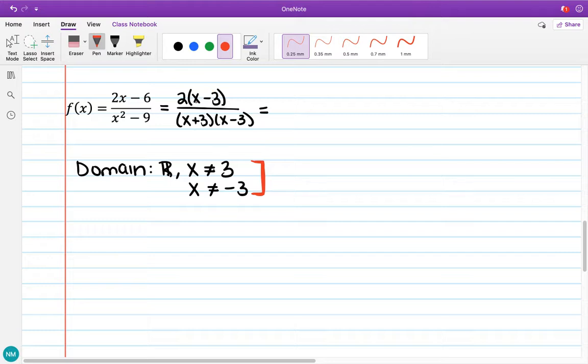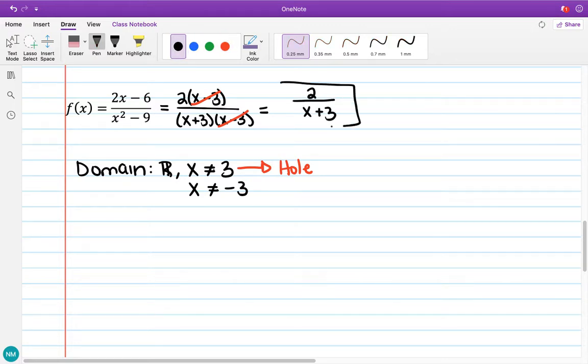So what cancels out here? The x minus 3. So that means that, again, it's what you solve for. So that means that x equals 3 immediately I know is a hole because it canceled out. And because of that, I could just rewrite this as 2 over x plus 3. This is where I'm going to get all my other information from. So I know that x equals negative 3, if I were to solve it, is going to be my vertical asymptote.